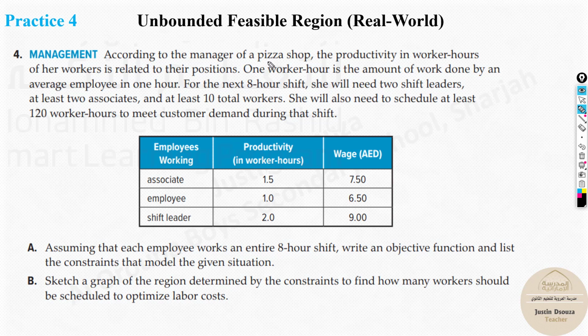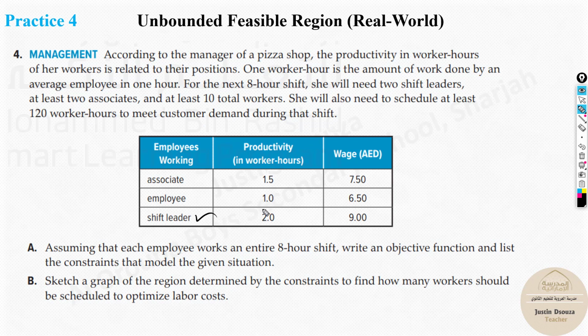Here, according to the manager of a pizza shop, the productivity in worker hours of workers is related to their positions. One worker hour is the amount of work done by an average employee in 1 hour. For the next 8 hour shift, she will need two shift leaders, at least two associates, and at least 10 total workers. She will also need to schedule at least 120 worker hours to meet the customer demands during that shift.